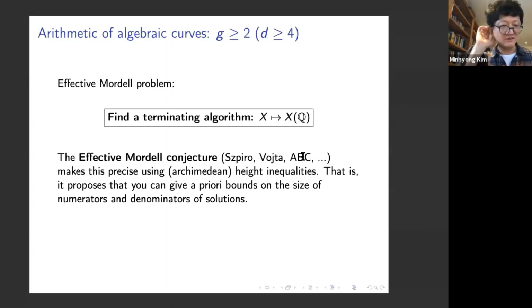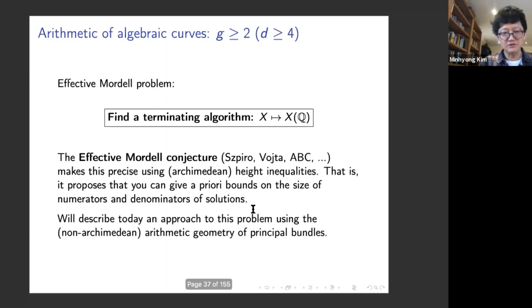But actually, by the way, the proposed proof of the ABC conjecture in its existing form still doesn't give you this effective version of the Mordell conjecture. So it seems to be a very difficult approach to this problem. What I've been doing for quite a few years now is approaching this problem from a different point of view, not in terms of a priori bounds, but something much more algorithmic in nature, which uses, instead of these Archimedean height inequalities, non-Archimedean geometry, the arithmetic geometry of principal bundles. So that's what I'll try to describe for the rest of the lecture.